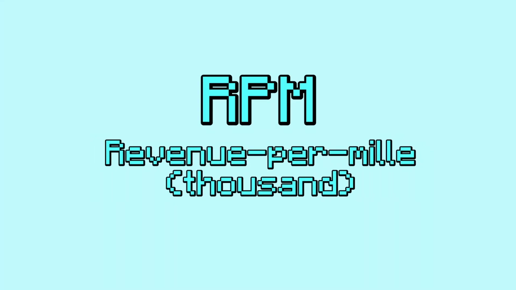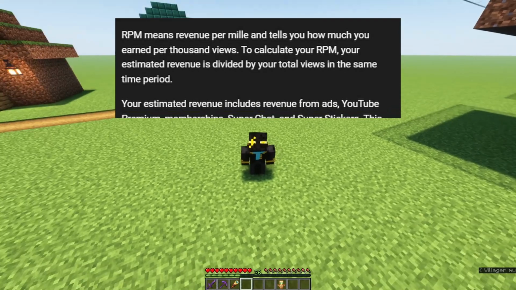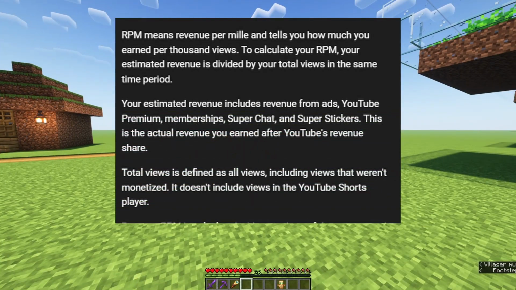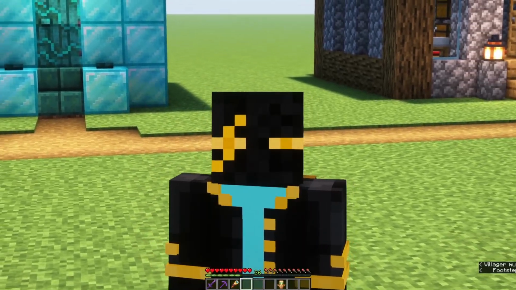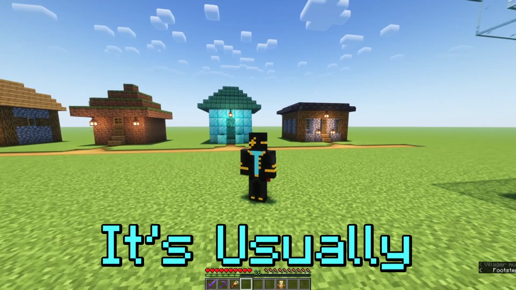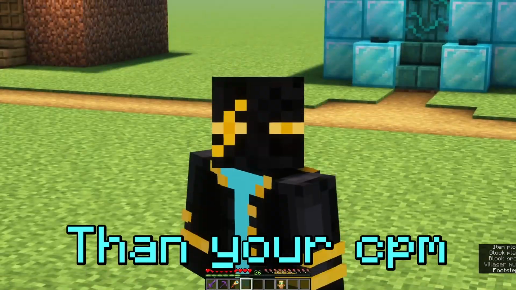RPM, or revenue per mil, is the actual creator's revenue after YouTube takes its cut. And RPM is calculated from your share of the revenue and includes views that aren't monetized. It's usually a lot lower than your CPM.